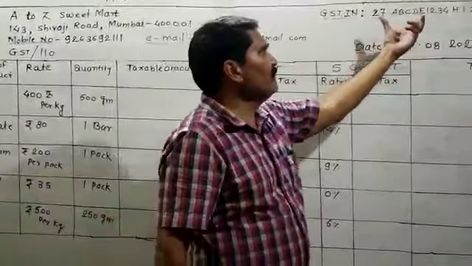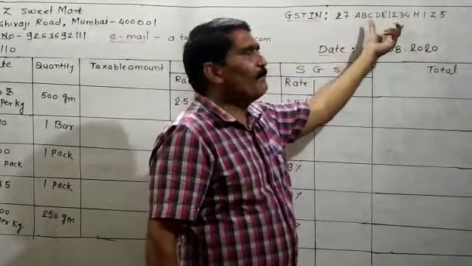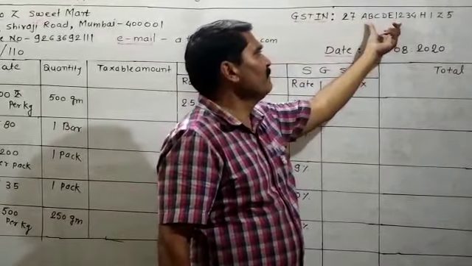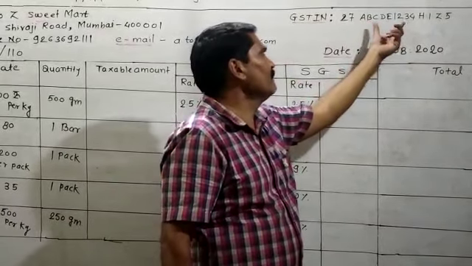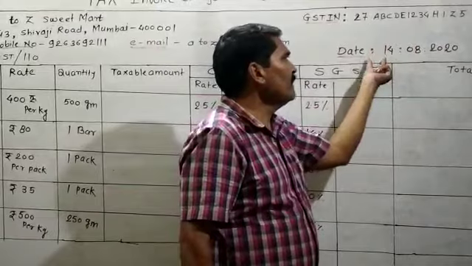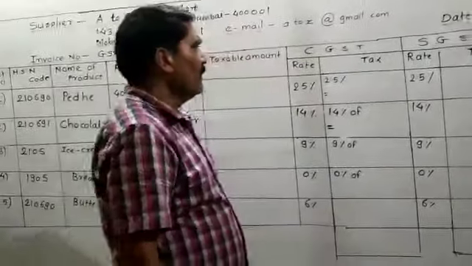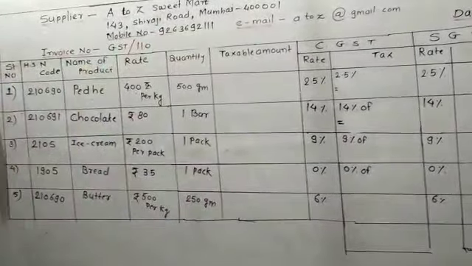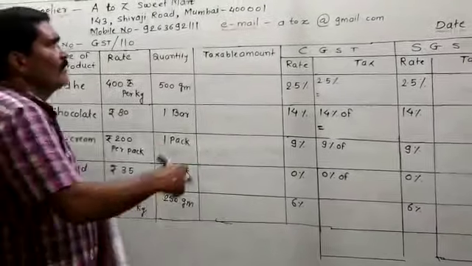The GSTIN is a 15-digit alphanumeric code. This is the GSTIN. Then the date is also given. Then the first thing is the HSN code for the goods.